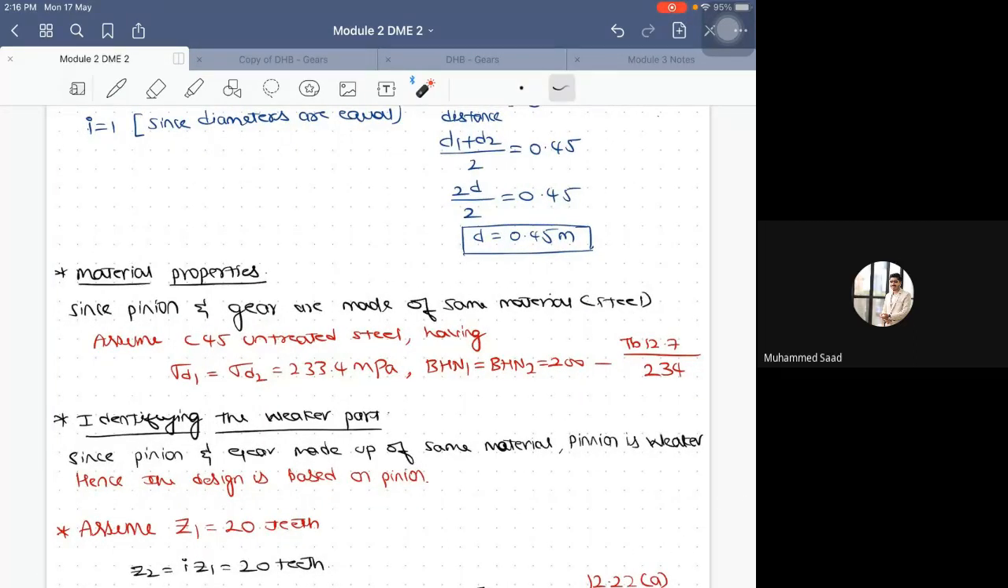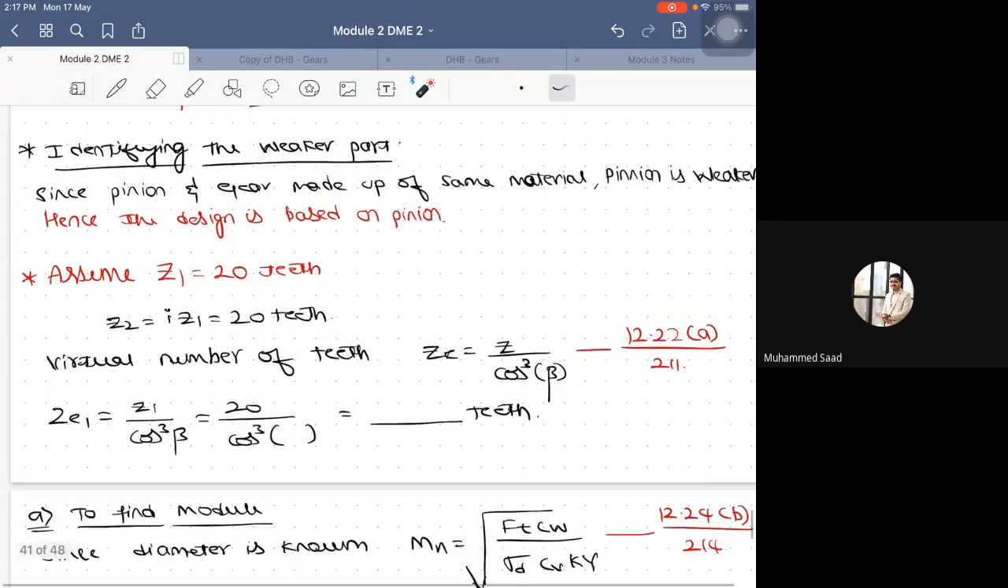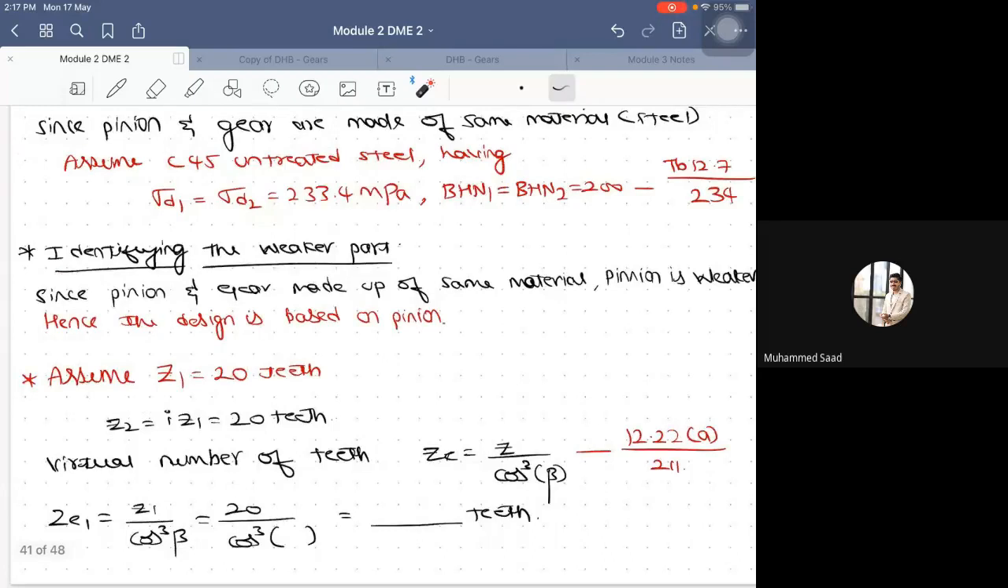So logically speaking, pinion is a smaller thing and a gear is a bigger thing. Since in this particular problem, in a special case, the size of the pinion is equal to the size of the gear. In such a situation, if you take pinion also, if you take gear also, nothing is going to change. Since the number of teeth is not given, you have to assume Z1 to be 20. Even the Z2 value would be 20 because i value is equal to 1 there. There is no speed reduction, therefore 20 teeth and 20 teeth on both the pinion and gear.